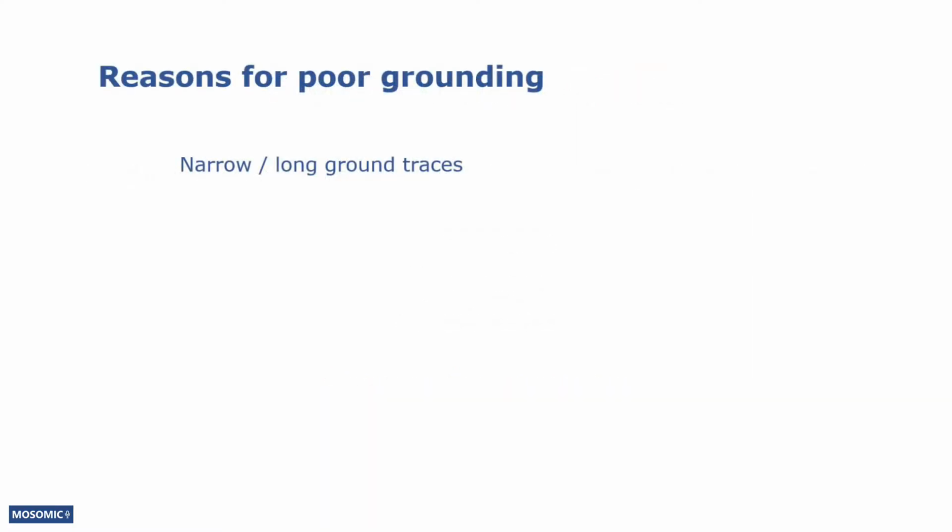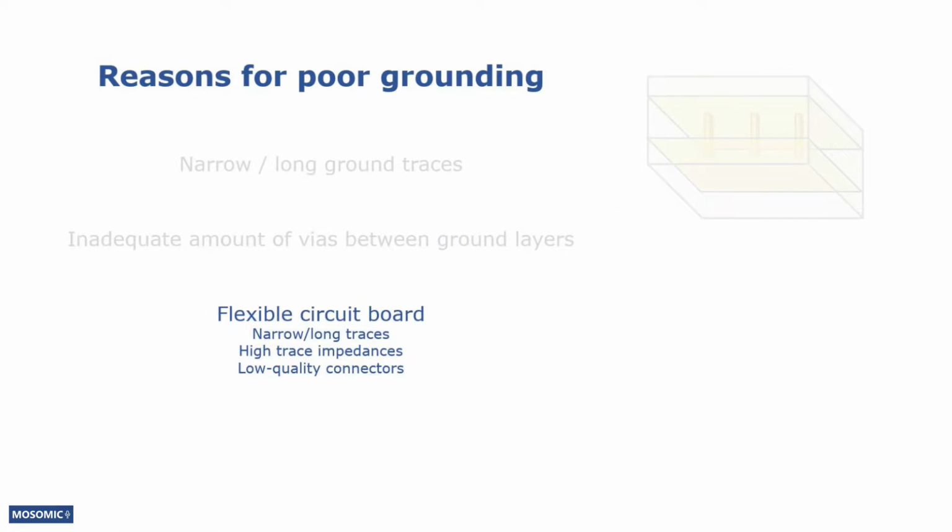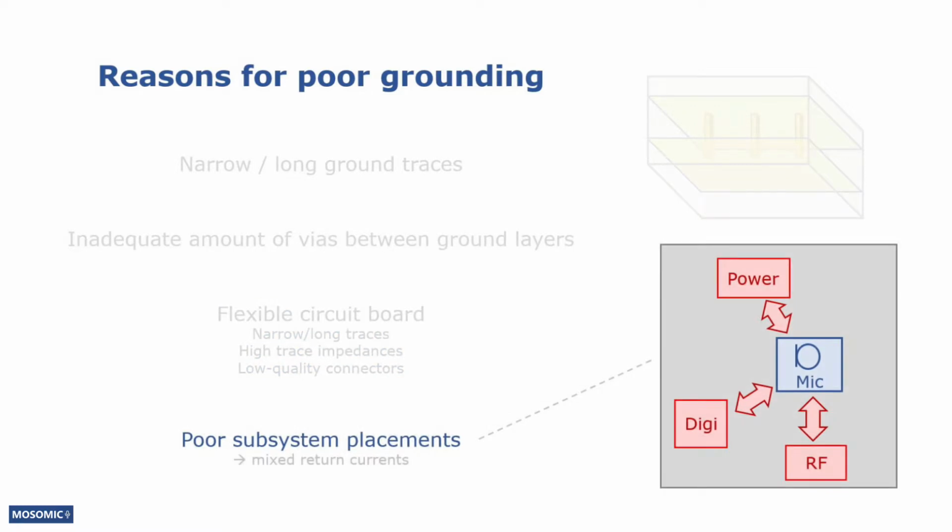Poor ground quality can be caused by, for example, too narrow traces, inadequate amount of vias between the ground layers of a circuit board, or a flexible circuit board with narrow and/or long traces, high trace impedances, or low-quality connectors. Poor grounding can also be caused by different subsystems located in a device so that sensitive signals, for example microphone return currents, get mixed with disturbing signals such as digital return currents.